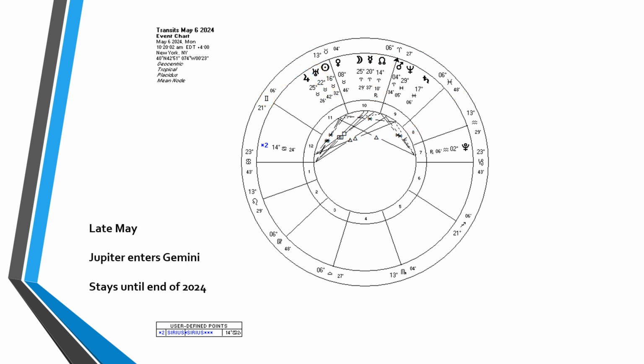Now, let's look at something more positive here. I said that when Jupiter enters Gemini, it's going to give a lift, a cushion, if you will, to the general economic conditions. Here's the good news. Later this month, Jupiter enters Gemini. It's going to stay there until the end of 2024 and actually into the first month of 2025.